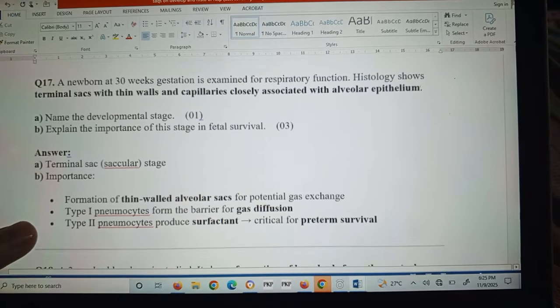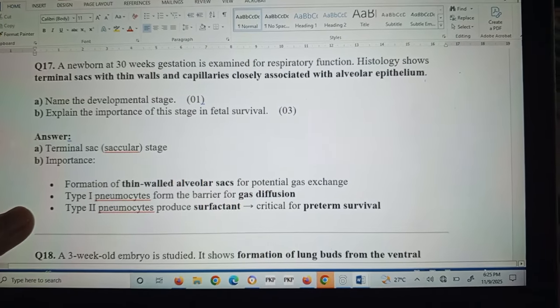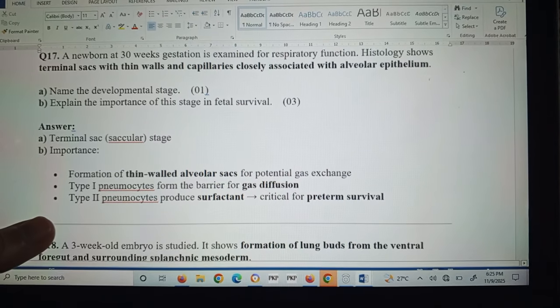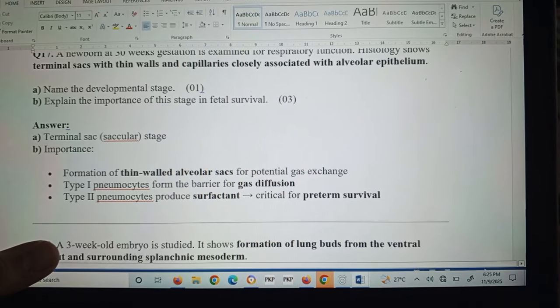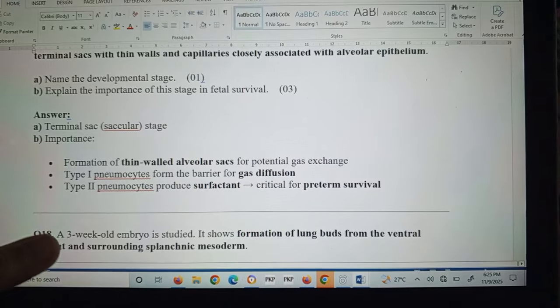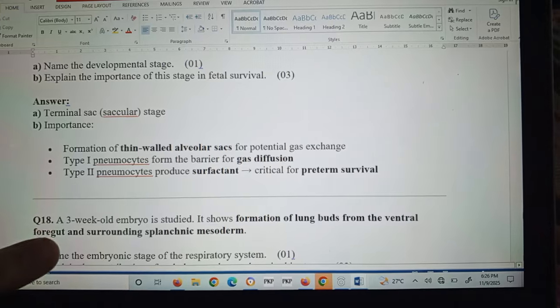Question number 17: a newborn at 30 weeks gestation is examined for respiratory function. Histology shows terminal sacs with thin walls and capillaries closely associated with the alveolar epithelium. Name the developmental stage. Explain the importance of this stage in fetal survival.